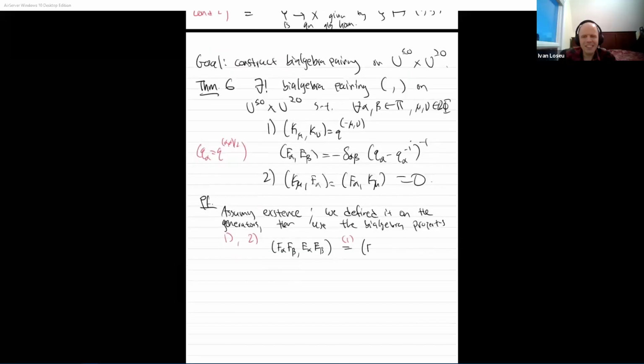Can I make a suggestion? Yes. Maybe in the theorem you can label the conditions with Roman numerals. So yeah, I see.